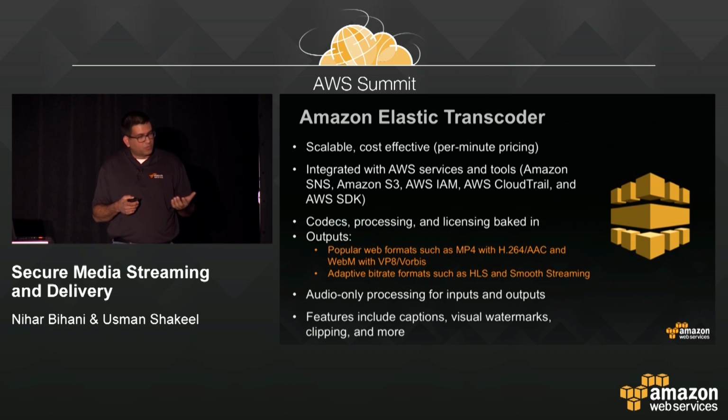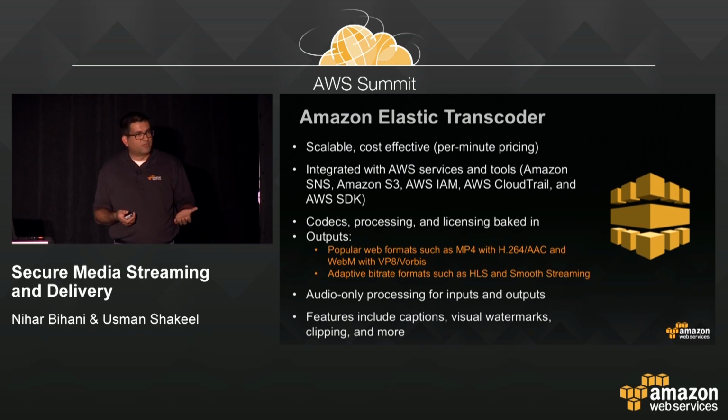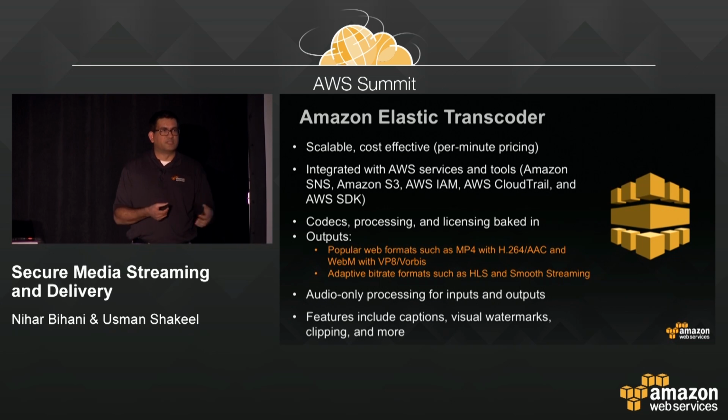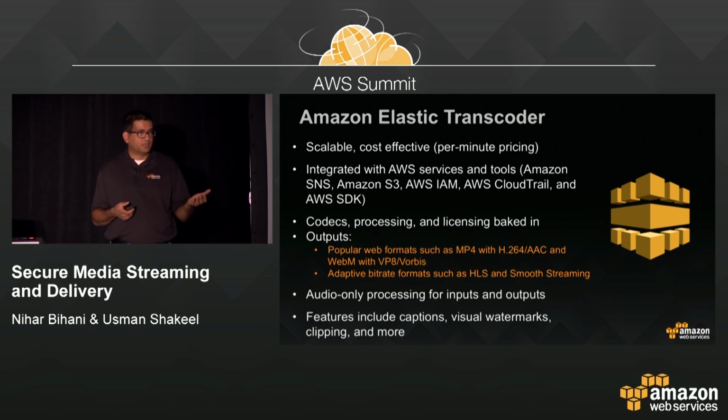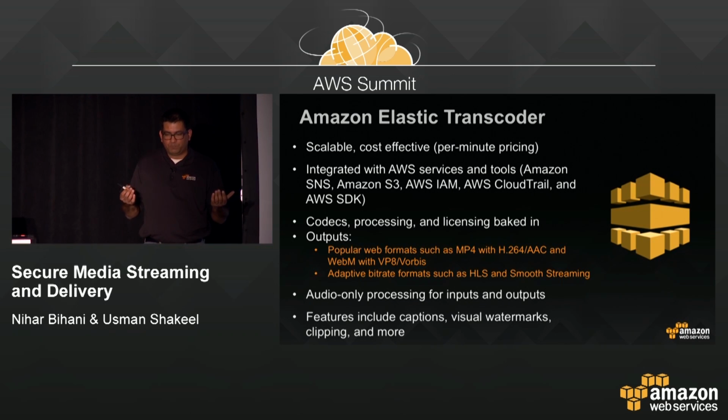From an output perspective, all the popular output formats are supported, such as MP4 with H.264 and AAC. When we talk to customers, those are the output formats that we hear about as being the industry standards. It also supports WebM with VP8 and Vorbis. Adaptive bitrate transcoding is also supported, where the service will generate different bit rates for you and the different manifest files. Audio-only processing is something you can also do with Elastic Transcoder, so it's not just for video content. If you're doing only audio streaming, you can use Elastic Transcoder for that as well, for both input and output.